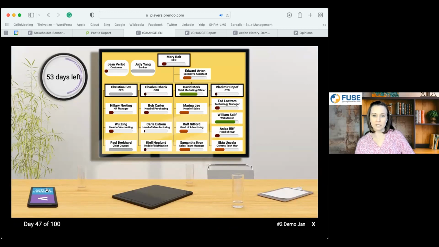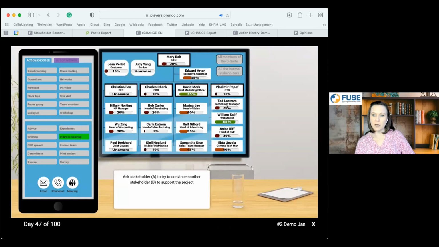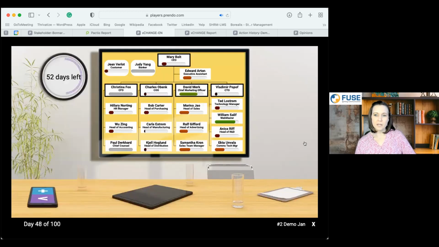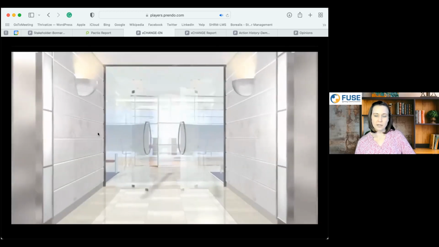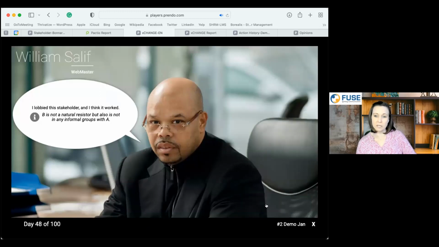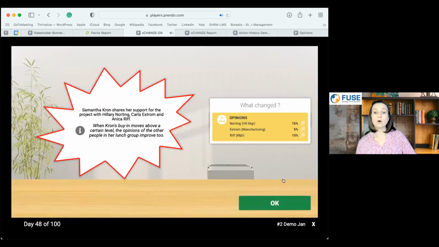them to lobby somebody. So we could do lobbying of William to, let's do Samantha because she's at 45%, and have a meeting, hit confirm on that. We had one day tick down again, and he lobbied it and it worked. So his opinion increased 5% because people like to be asked favors and like to know that my opinion's important. And it increased 10% with the person that he was lobbying.